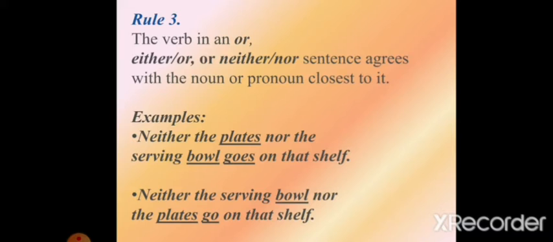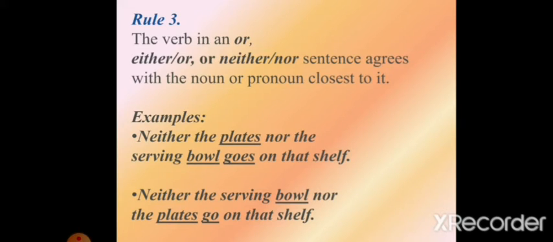The verb in an or, either or, neither nor sentence agrees with the noun or pronoun closest to it. For example, neither the plates nor the serving bowl goes on that shelf. See, the noun that is closest to it. Whenever you have two, neither the plates, so this is plural, nor the bowl, so bowl is singular. Neither the plates nor the bowl goes on that shelf.